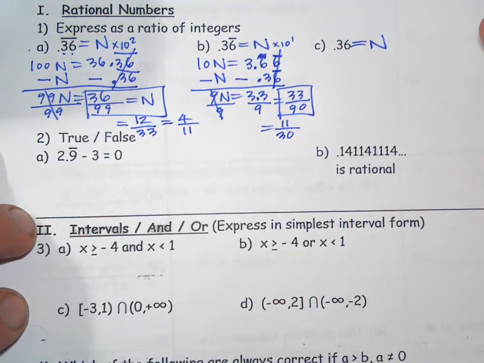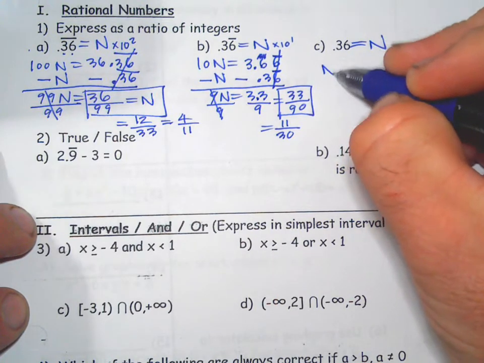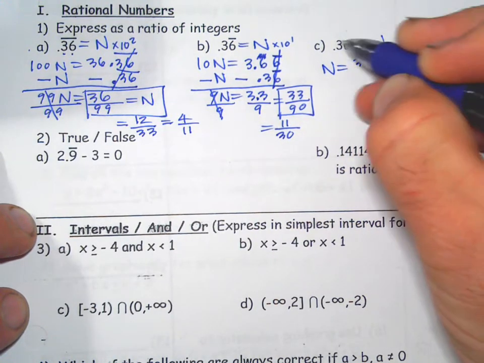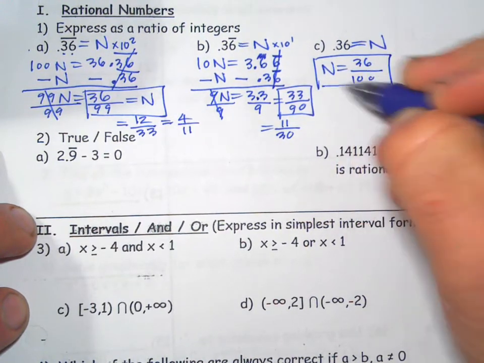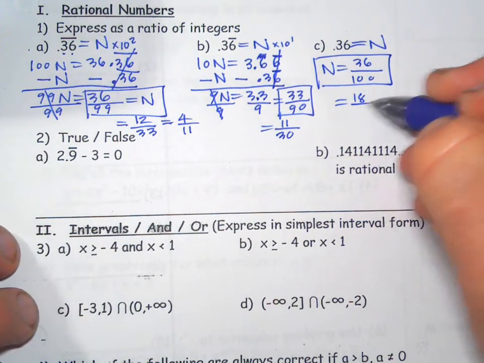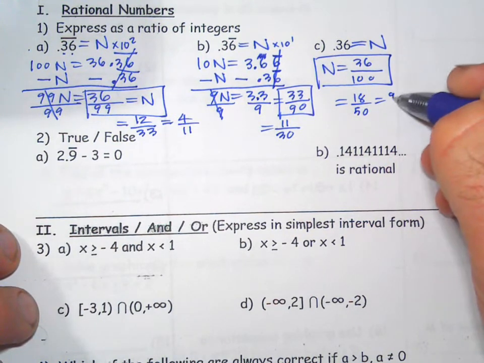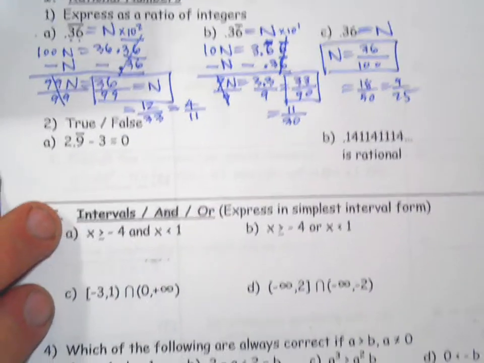This one, please don't make it harder than it is. There is no repeating part. So it's just 36/10ths, and you're done. Or if you like, you could reduce it. You could take a 2 out, another 2 out. That's fine. Okay. True or false? I need you to support your answer.